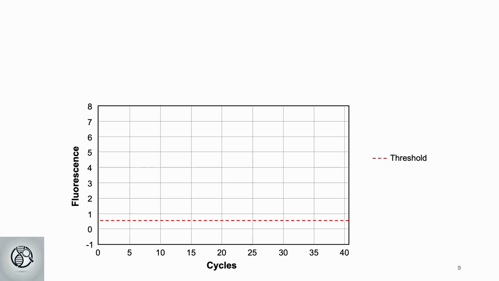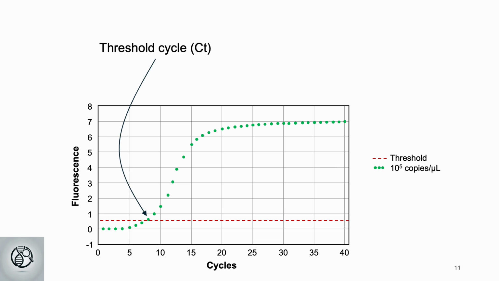Regardless of the approach used, the amount of fluorescence can be measured in each PCR cycle. Let's assume we are doing this for a sample with a known concentration of 10 to the 5th copies per microliter. Notice that it took 8 cycles to cross the threshold line. This is called the threshold cycle, or CT.